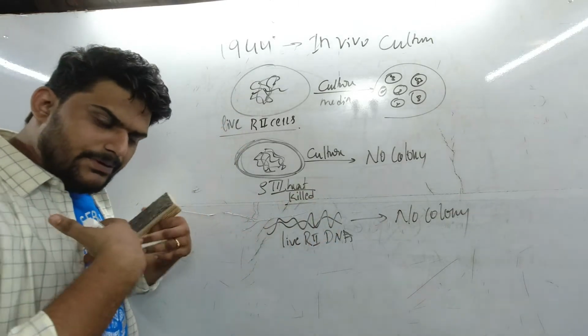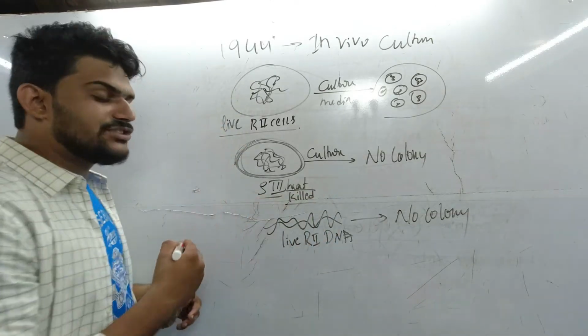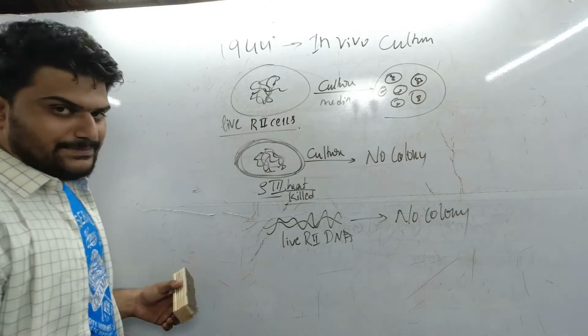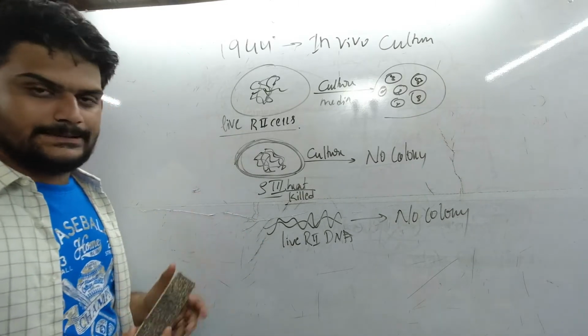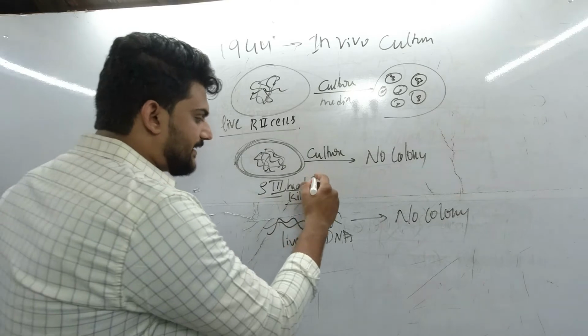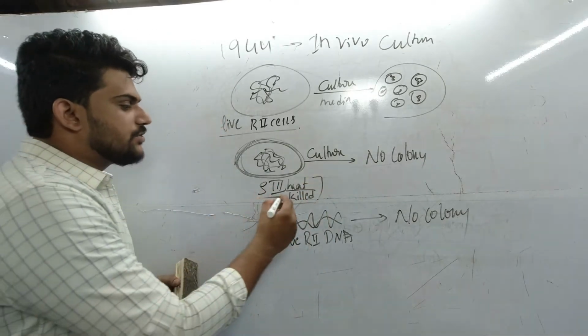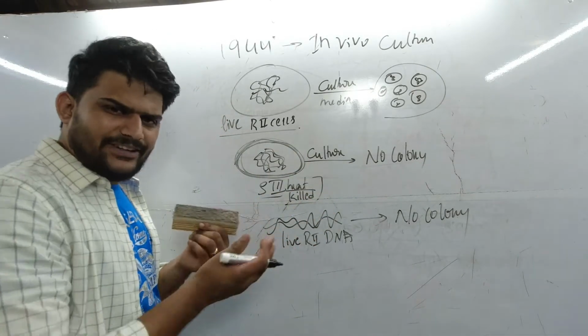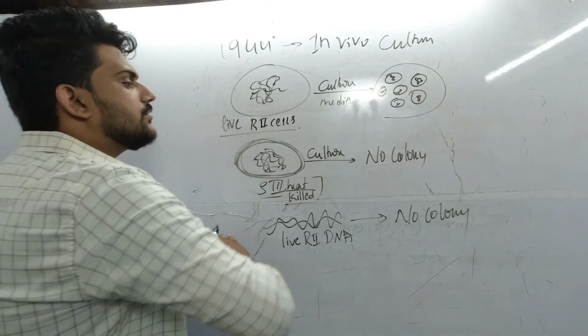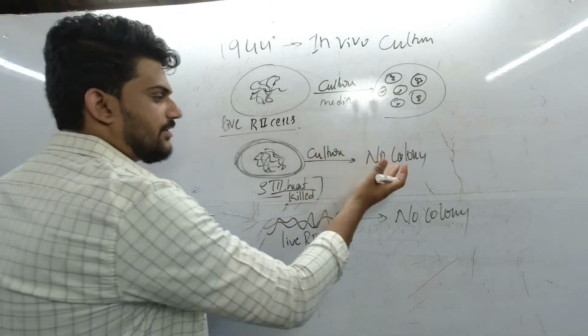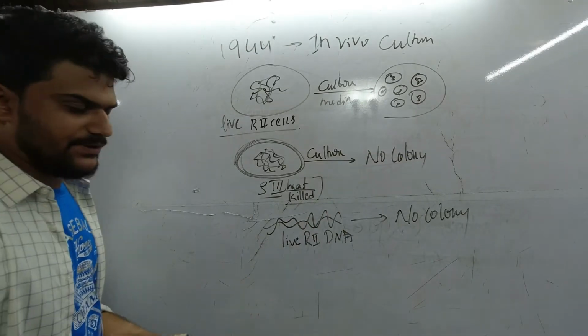Before, we only knew that this is the strain which causes pneumonia, which had been proved by Griffith himself. But the heat killed strain, what is that? They heated it, half killed, we can say half killed or heat killed. They provided it in the culture. There was no colony produced.